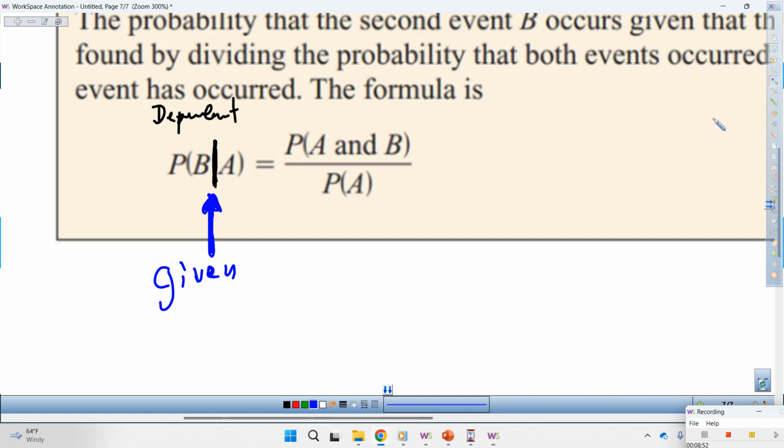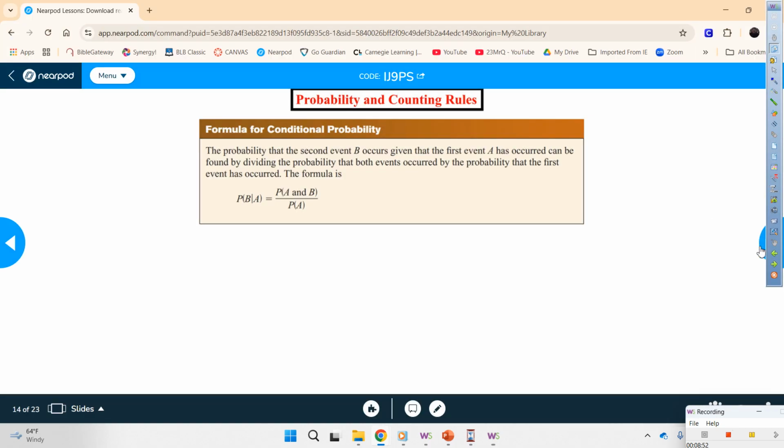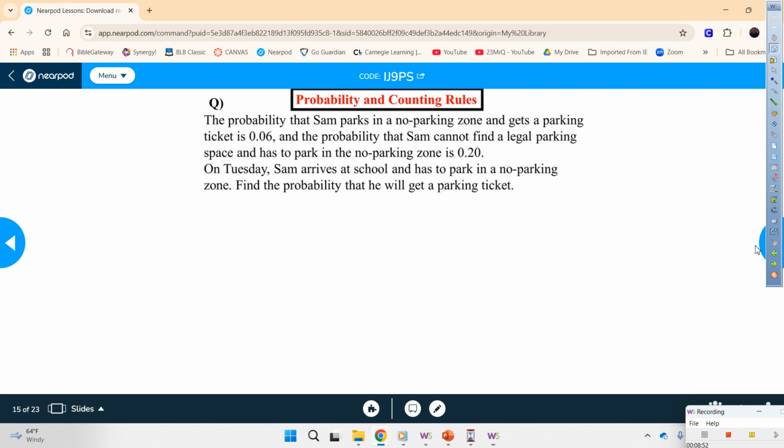All right? So, with that said, let's go to the next problem. Copy the verbiage on this one. You do need to have this one in your notes. It reads, example Q. The probability that Sam parks in a no parking zone and gets a parking ticket is 0.06. And the probability that Sam cannot find a legal parking space and has to park in a no parking zone is 0.20. On Tuesday, Sam arrives at school and has to park in a no parking zone. Find the probability that he will get a parking ticket. Copy the whole thing, please. I'll give you some time.